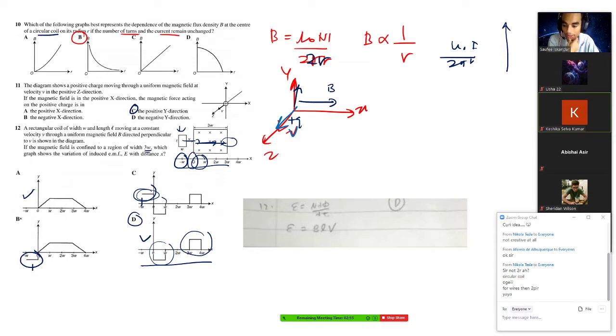So the answer is D. You cannot have an increase, and this is what going up, and then steadily we have a flux. At this point we don't have any change of flux over there, so we cannot have any value. It should be 0 down here.